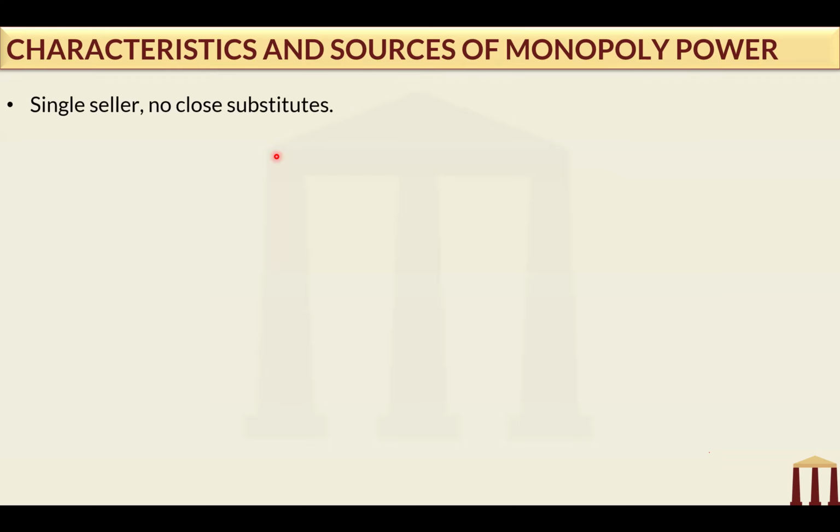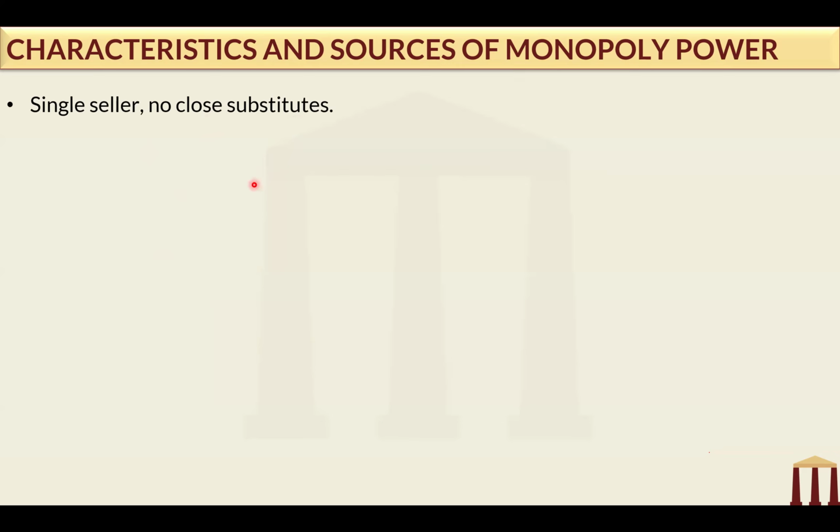So of course, monopoly is at the opposite end of the market structure spectrum. Of course, completely away from perfect competition. So you have a single firm which supplies the entire market and consumers have no close substitutes which are available.